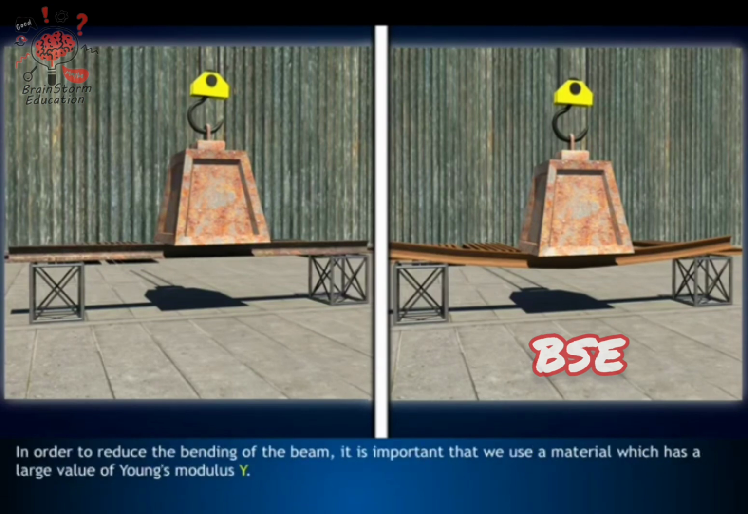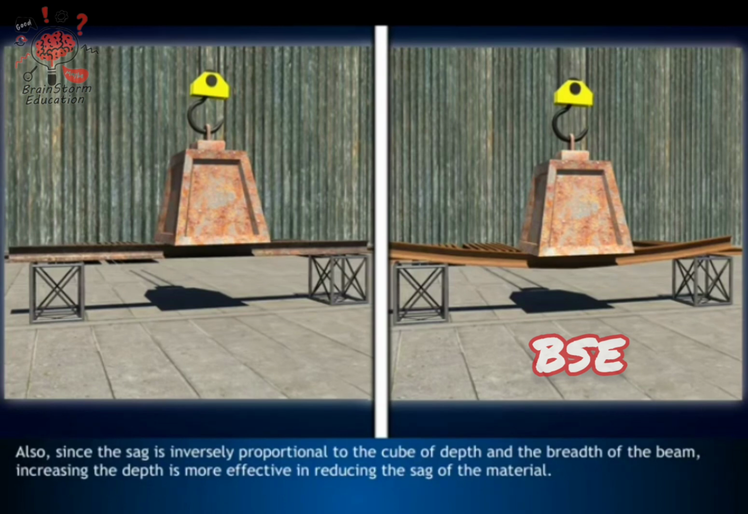In order to reduce the bending of the beam, it is important that we use a material which has a large value of Young's modulus Y. Also, since the sag is inversely proportional to the cube of depth and the breadth of the beam, increasing the depth is more effective in reducing the sag of the material.